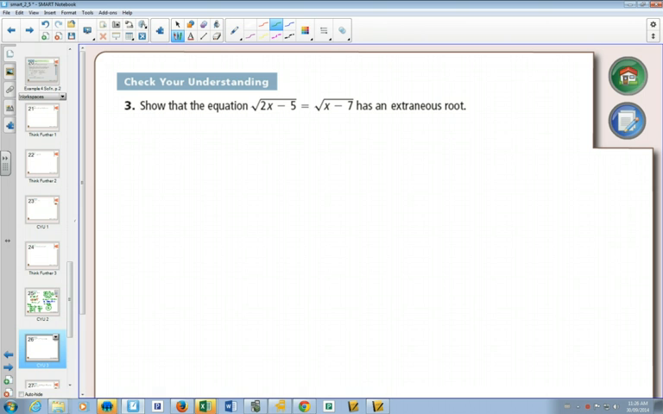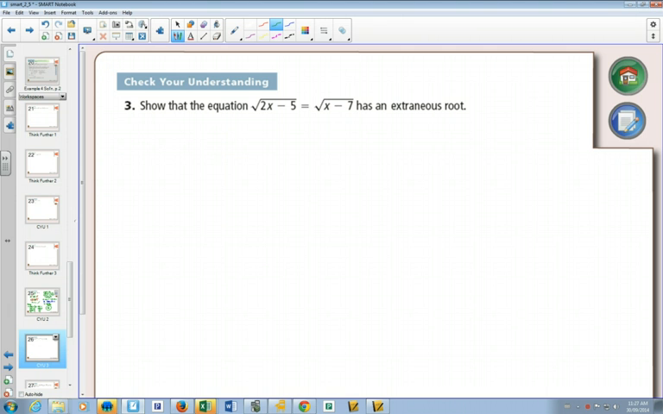Can you see in this one that these aren't like radicals? That square root of 2x minus 5 is not the same as square root of x minus 7. And if you tried to move them to the same side, you wouldn't be able to combine them. In the case where you have more than 1 radical and they can't be combined, like this one, you just have to isolate one of the radicals and square it and see what happens.